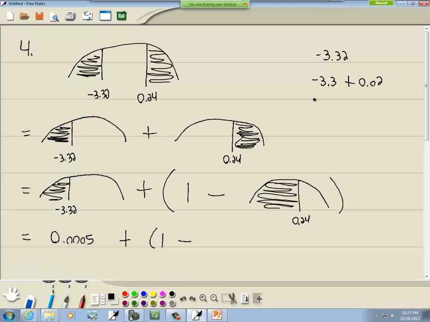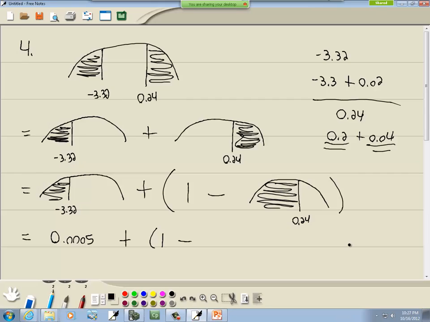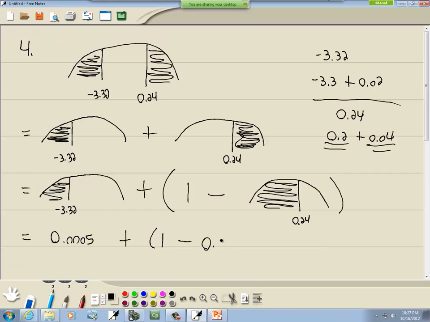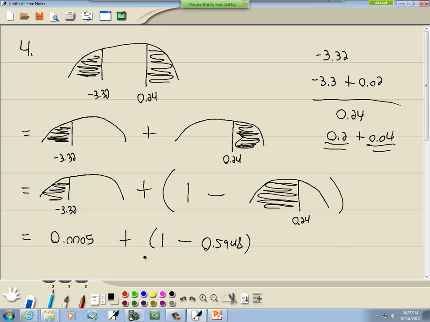Plus, then 1 minus, then the area to the left of that. So 0.24. Again, I'm going to look it up based upon 0.2 and 0.04. So this is our left column. This is our columns across the top. So 0.2, my left column here. This is 0.2, and then I'll look up in the 0.04 column, and we get 0.5948. Let me double check that. 0.5948. Okay.